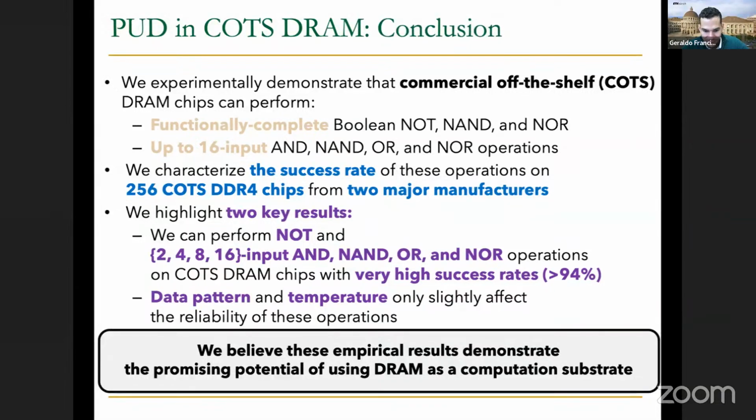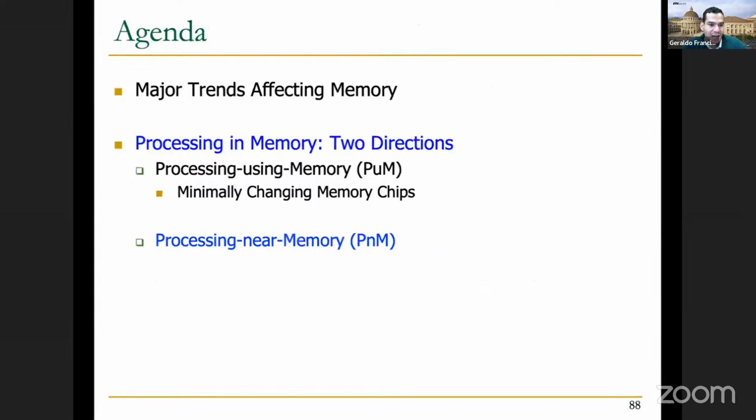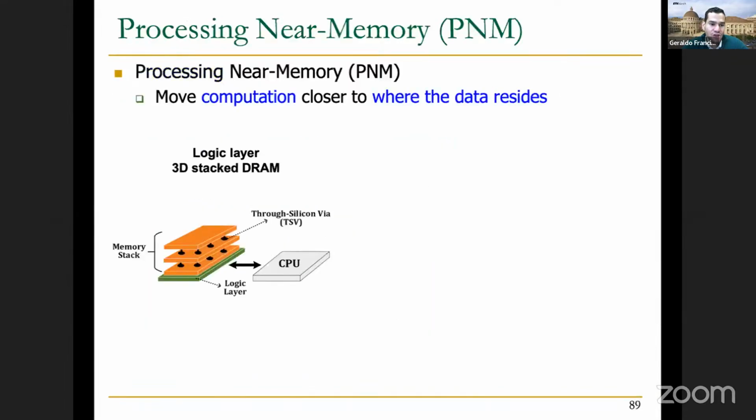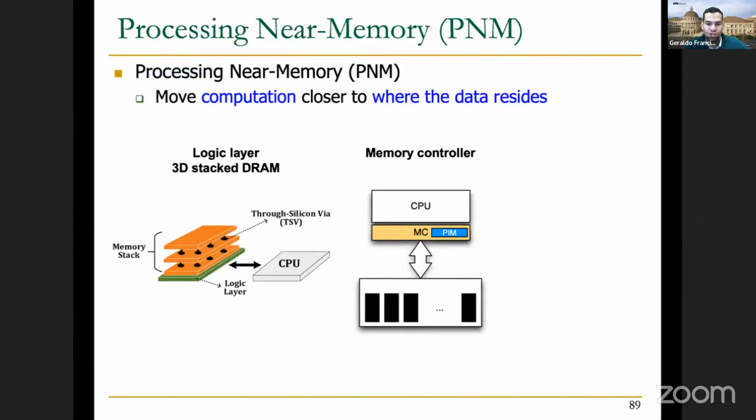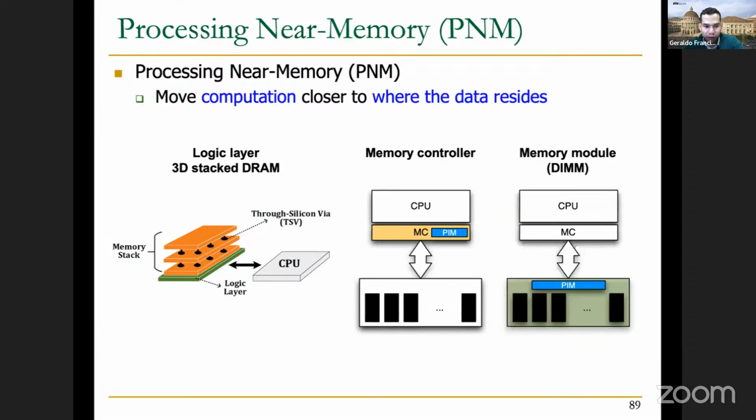Another way of doing processing in memory, as I mentioned, is processing near memory. And here we are going to move logic. So you are going to take the elements of a processor and we are going to put it near the memory chip itself, either in a 3D-stacked memory or near the memory controller, or inside the DRAM module itself.